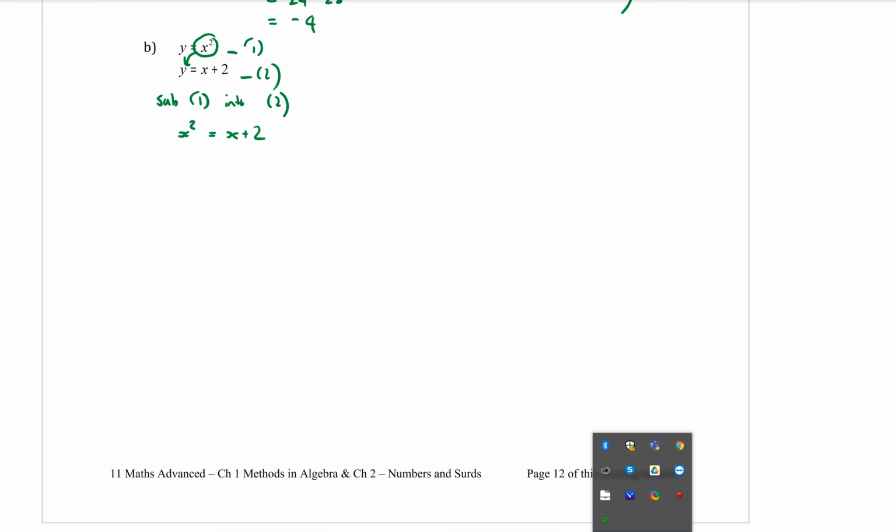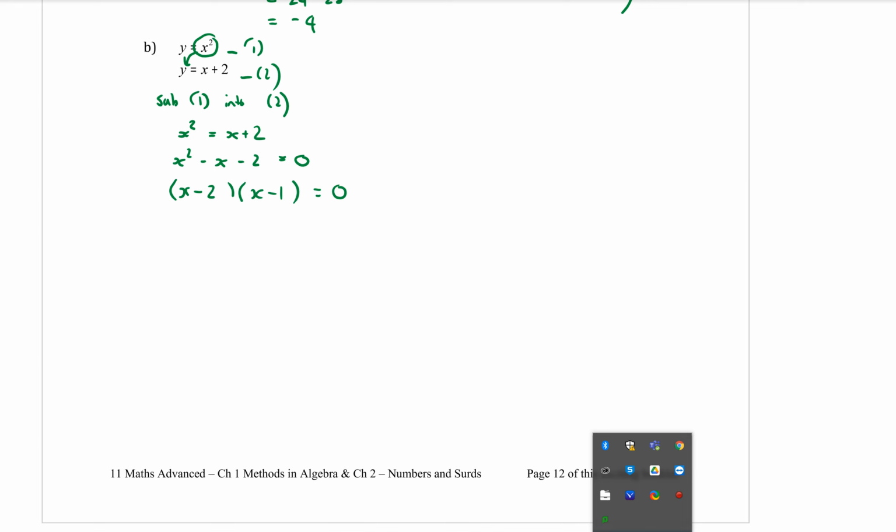Put all the x's on one side. X squared minus x minus 2. Move everything over to the left. And we have the trinomial. We have the 3 terms. So we're looking for 2 numbers that times to give minus 2 and add to give minus 1. Negative 2 plus 1. So straight into the brackets. X minus 2, x plus 1.